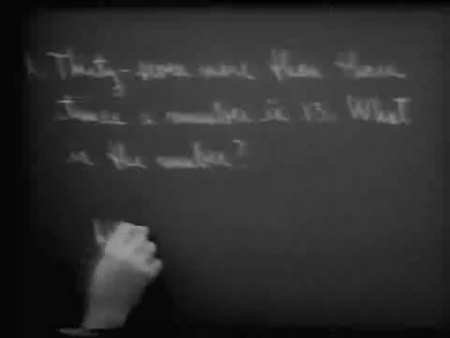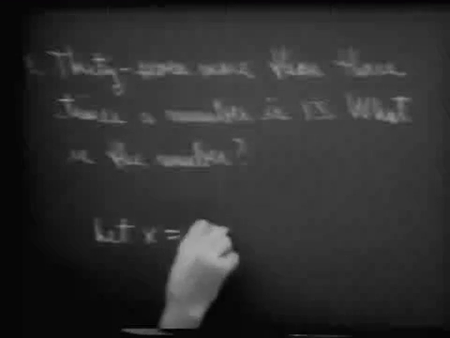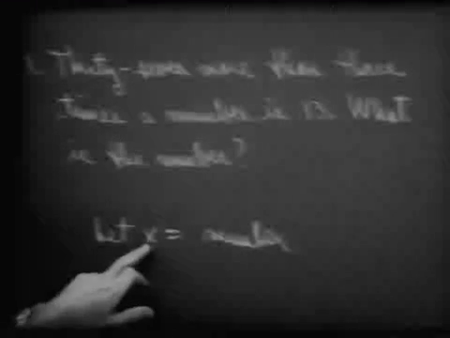Let's look at a number of examples and see if we can work them through. Right here in our first example, it says 37 more than 3 times a number is 13. What is the number? Let x equal a number. Remember, we use the variable to represent a number. If x represents a number, the sentence says 37 more than 3 times that number is 13.